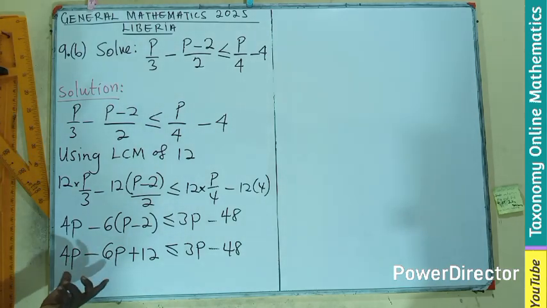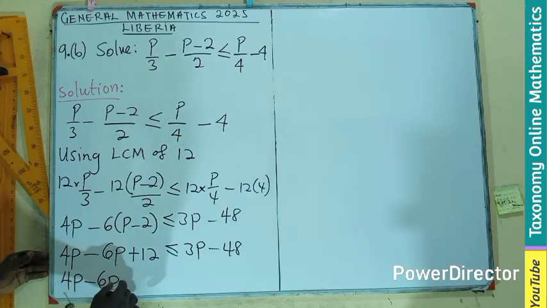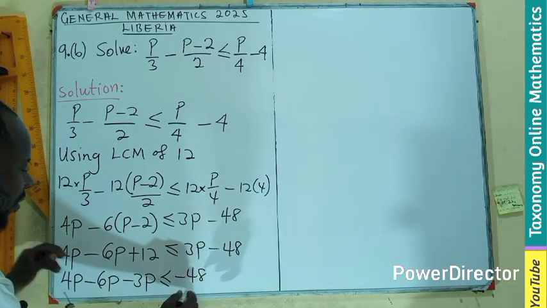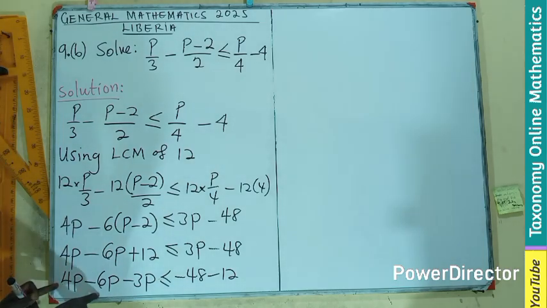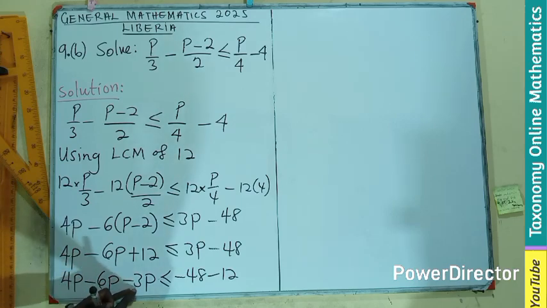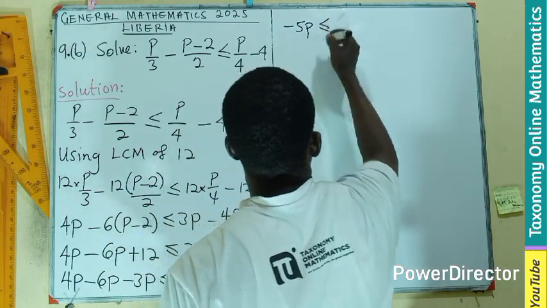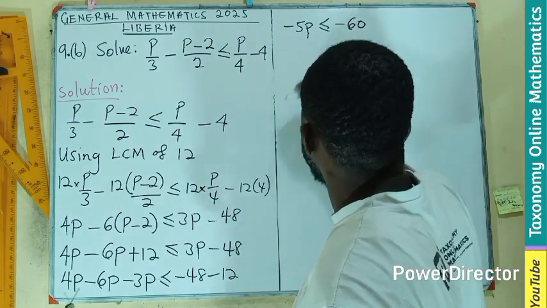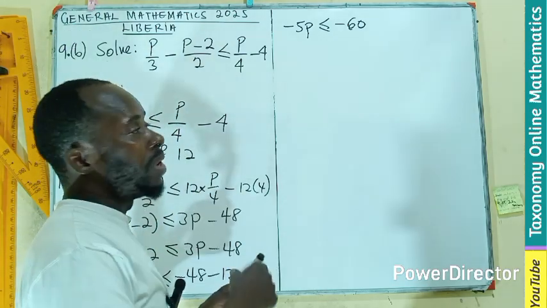Here we need to group like terms. Already I have 2p on the left, so bring the third p there, making it 4p minus 6p minus 3p less than or equal to negative 48, then negative 12. Since this is not negative, it should be a subtraction with a negative value. So I'll be having negative 2 minus 3. That will be negative 5. So negative 5p less than or equal to, this is negative 60. Remember, we need a p, so we divide both sides by negative 5, which is the coefficient.